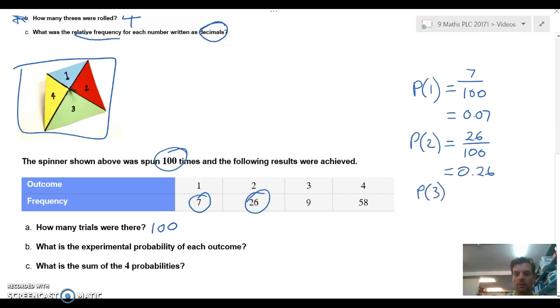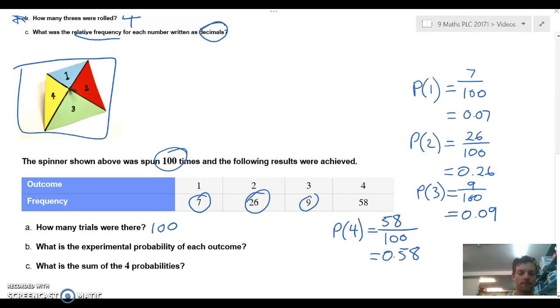The probability of it being a 3 was 9 out of 100, so 0.09. And the probability of it being a 4, and you'd want to have your money on number 4, was 58 times out of 100, and as a decimal that's 0.58. So we've now done the experimental probability of each of those, just put in a different form as opposed to the table before, a fraction and then a decimal. The last thing we're asked is what is the sum of the probabilities.